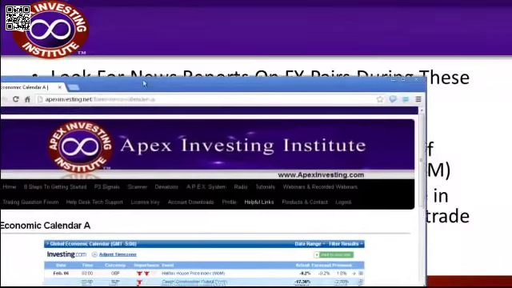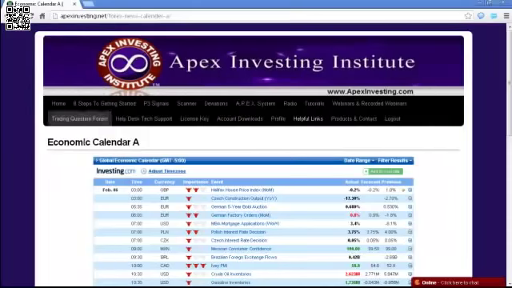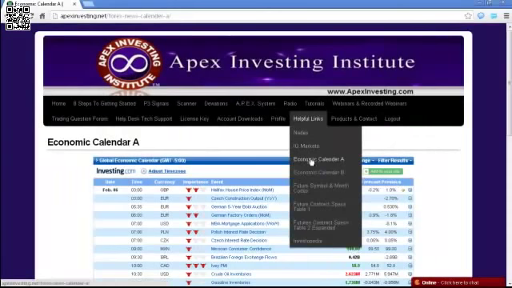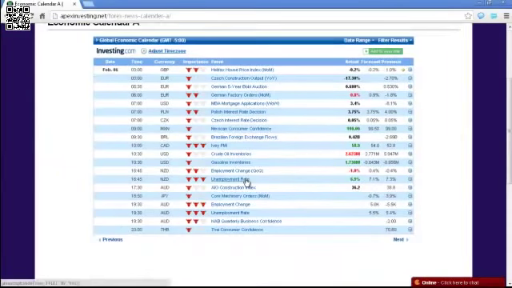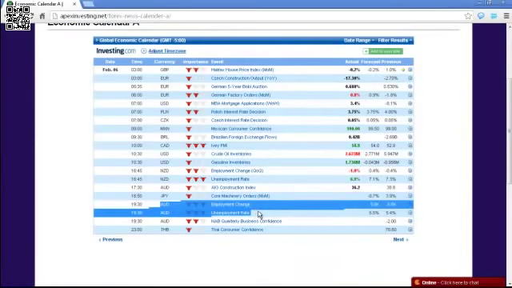We have a calendar built right into our free member area website. Right under helpful links, you can choose economic calendar A or B, and what you'll notice right here is that we can see, like tonight, the Aussie dollar has the employment change and unemployment rate coming out. So that'd be an opportunity to trade in the evening or, with a morning session for Australia, depending upon what the morning session is for you.